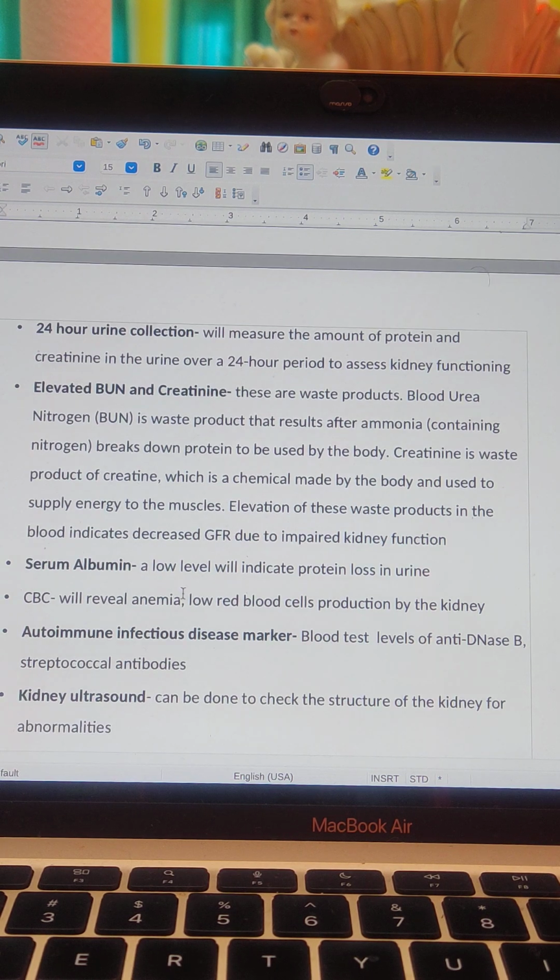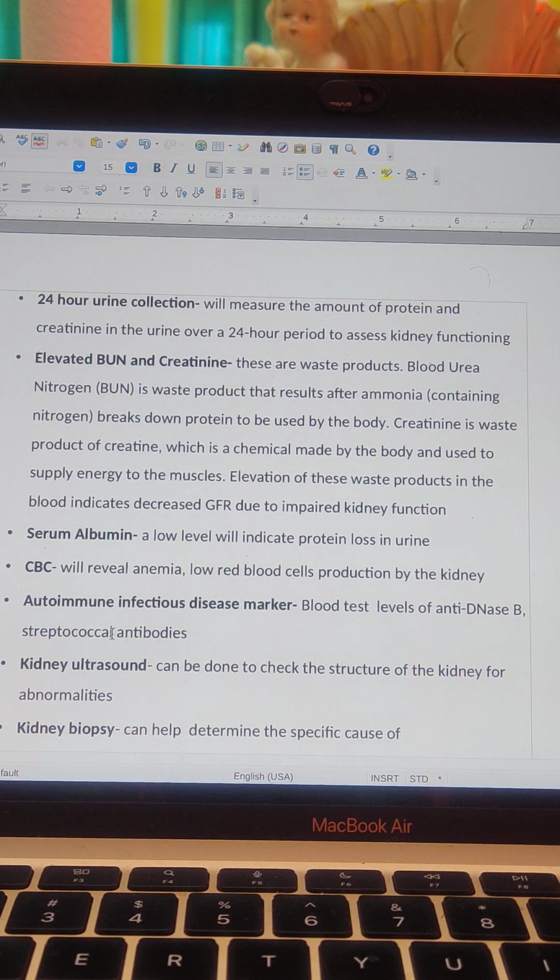What else? The serum albumin level will also be low, which will indicate protein loss in the urine. CBC, the complete blood count, will reveal anemia due to the production of low red blood cells by the kidney. Also, the autoimmune and infectious disease markers are diagnostic testing because this is a blood test that will test the level of anti-DNase B and the streptococcal antibodies in the blood.